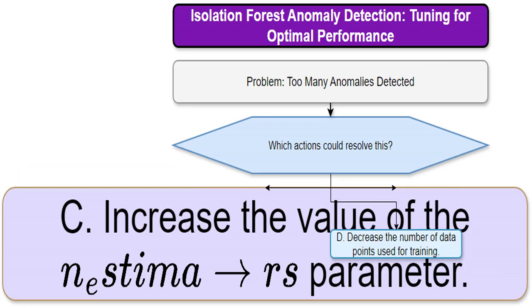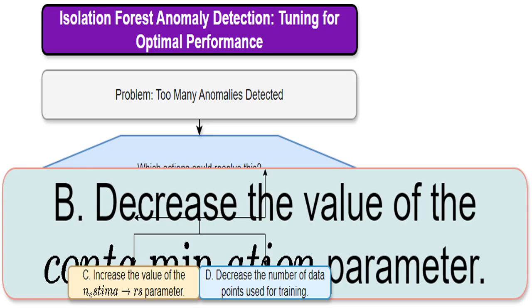I can also try increasing the n_estimators parameter. This parameter controls the number of trees used in the IsolationForest. More trees generally means a more robust and accurate model. A more accurate model should be less likely to incorrectly flag normal data points as anomalies. Decreasing the contamination parameter would likely make the problem worse because it would tell the model to expect even fewer anomalies. This would increase the number of data points flagged as anomalies.